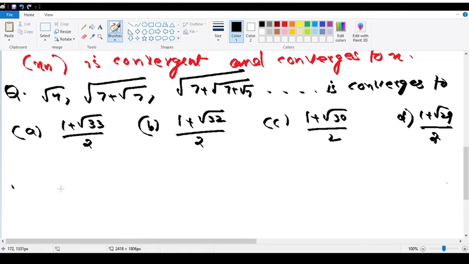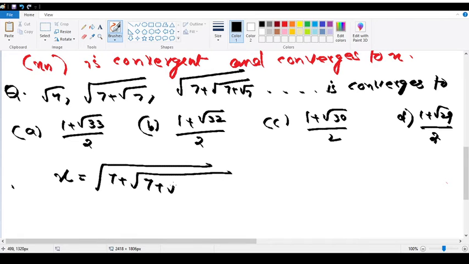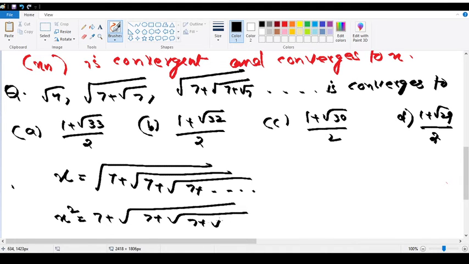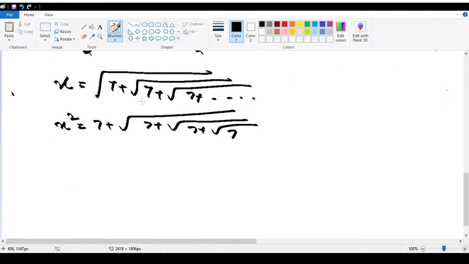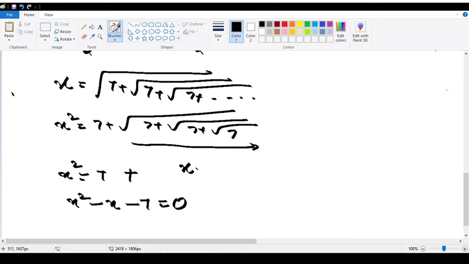We can write x equal to root of 7 plus root of 7 plus root of 7 plus etc., isn't it? So both sides we can square. We get x square equal to 7 plus root of 7 plus root of 7 plus root of 7, with the square root of 7 repeated infinitely many times. Here also the square root of 7 is repeated infinitely many times, so this will be x. So x square equal to 7 plus x, so x square minus x minus 7 equal to 0.